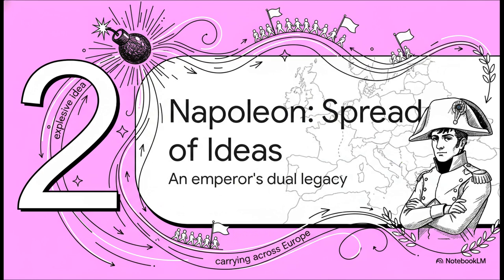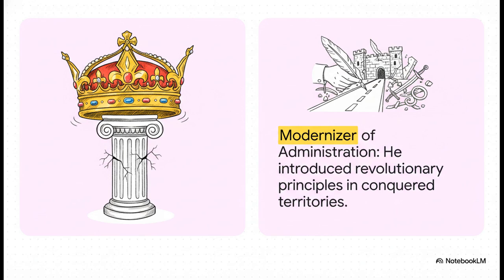Now, let's move on, because this explosive idea of nationalism didn't just stay in France. It got carried across the rest of Europe by one of the most complicated and fascinating figures in all of history, Napoleon Bonaparte. And Napoleon, wow, what a contradiction. On the one hand, he actually destroyed democracy in France and made himself emperor. But on the other hand, as his armies marched across Europe, they brought with them all these modern revolutionary principles, and they tore down the old, outdated feudal systems everywhere they went.